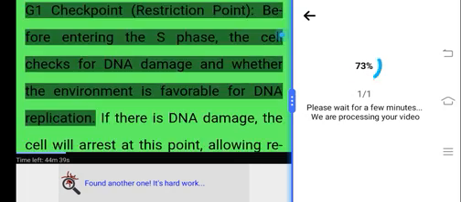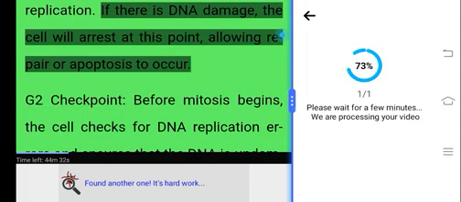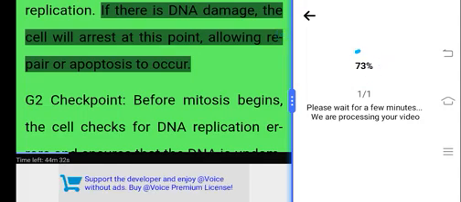Regulation of mitosis through checkpoints. G1 checkpoint, restriction point before entering the S phase. The cell checks for DNA damage and whether the environment is favorable for DNA replication. If there is DNA damage, the cell will arrest at this point, allowing repair or apoptosis to occur.